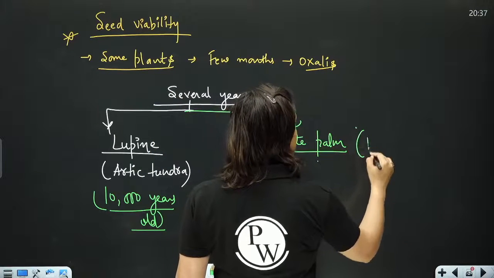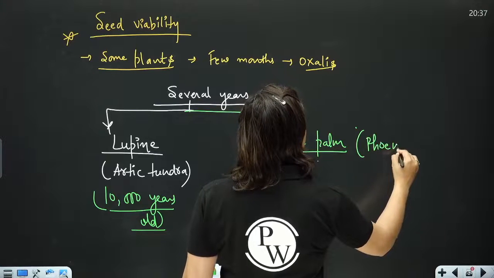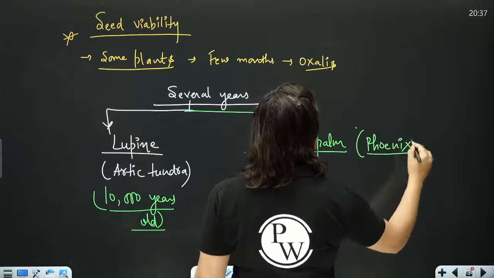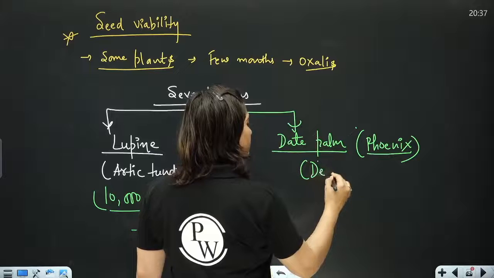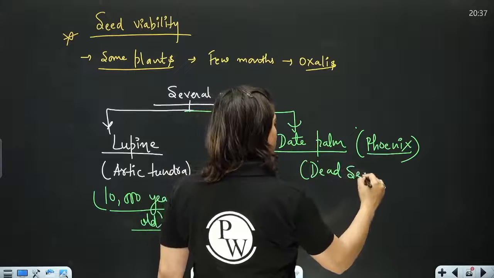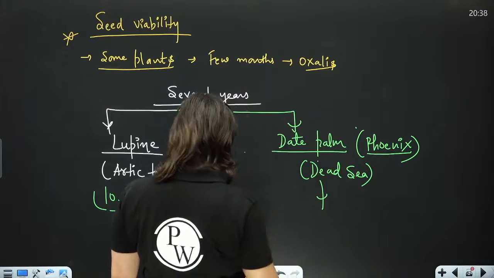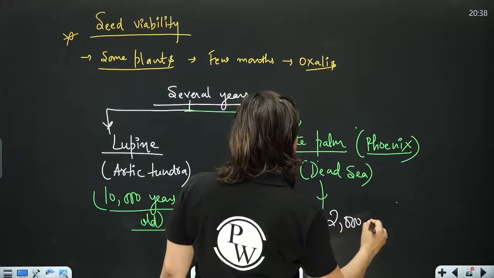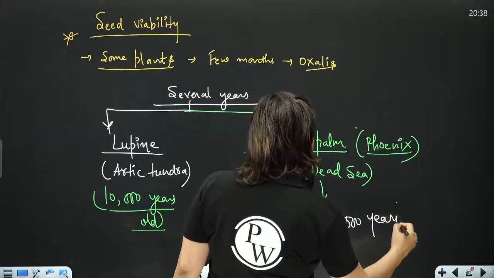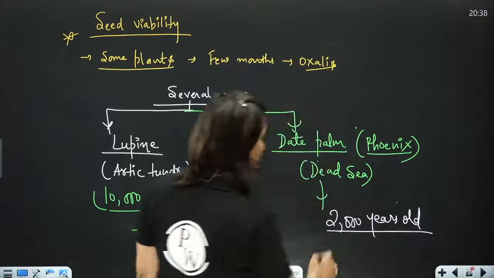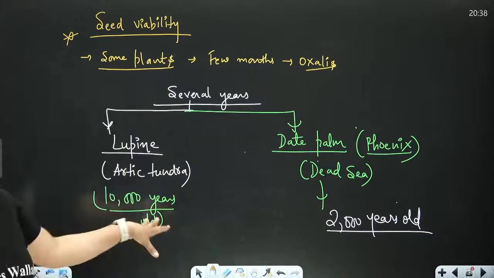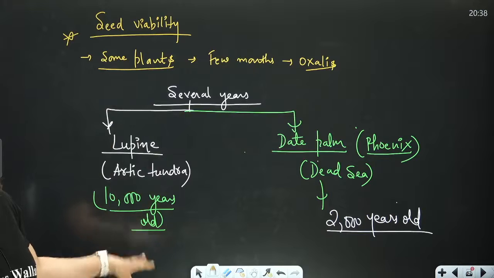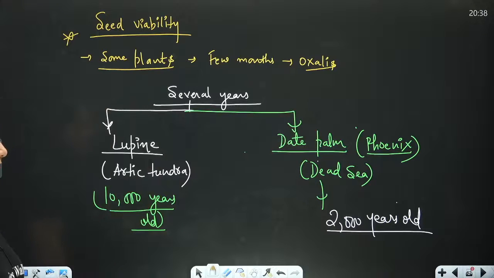The scientific name is Phoenix. It was excavated from the Dead Sea, and the seed which was excavated was 2,000 years old, and even after being so old, it gave rise to a new plant. That means the seed viability can be up to several years.